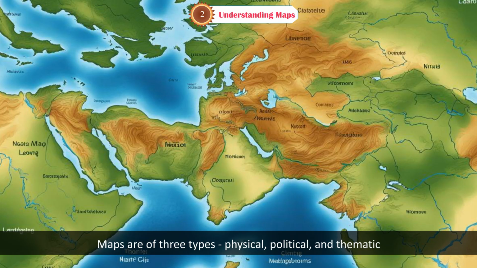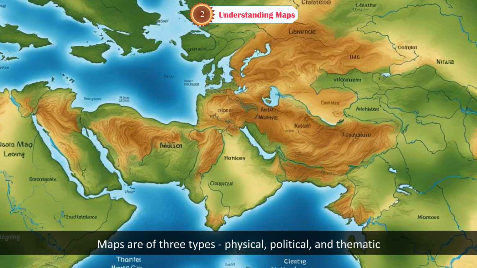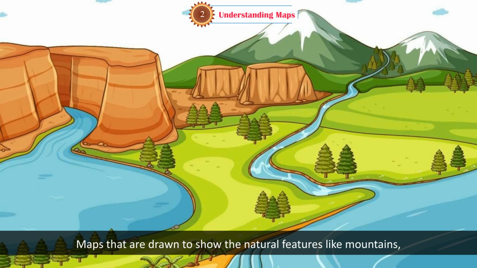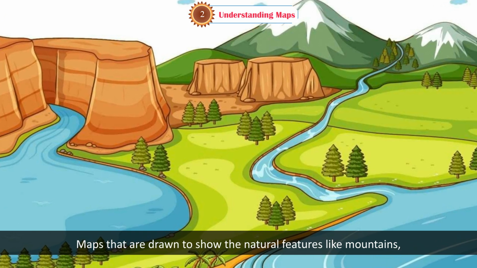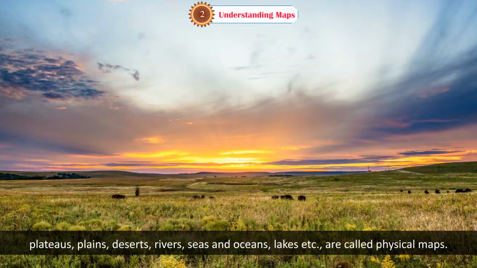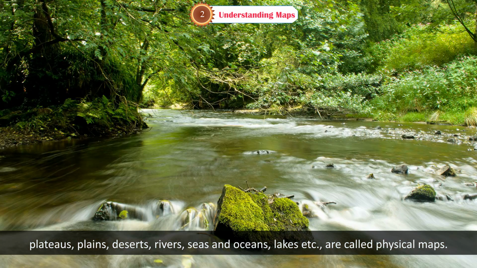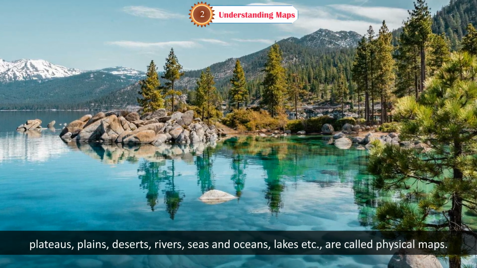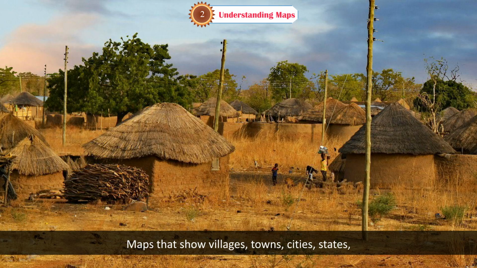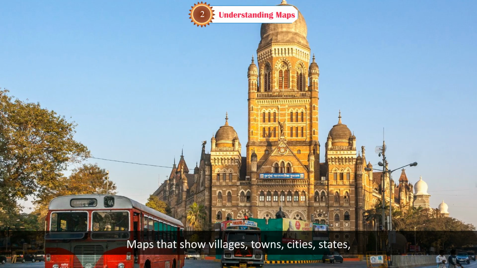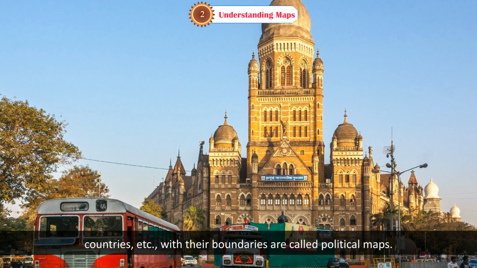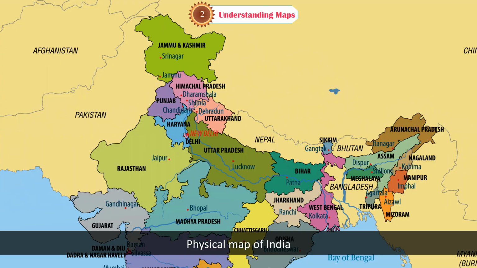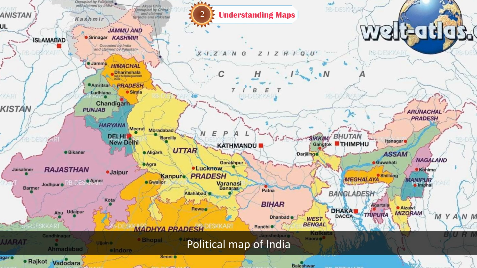Types of maps. Maps are of three types: physical, political, and thematic. Physical maps. Maps that are drawn to show the natural features like mountains, plateaus, plains, deserts, rivers, seas and oceans, lakes, etc. are called physical maps. Political maps. Maps that show villages, towns, cities, states, countries, etc. with their boundaries are called political maps. Physical map of India. Political map of India.